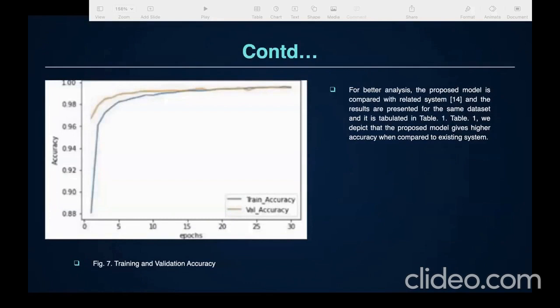So here we have compared our model. We have checked the training accuracy and the validation accuracy, and we depict that the proposed model gives higher accuracy when compared to the existing system.